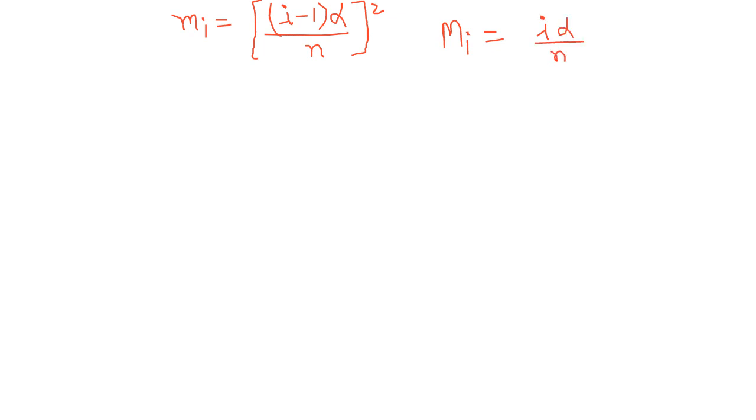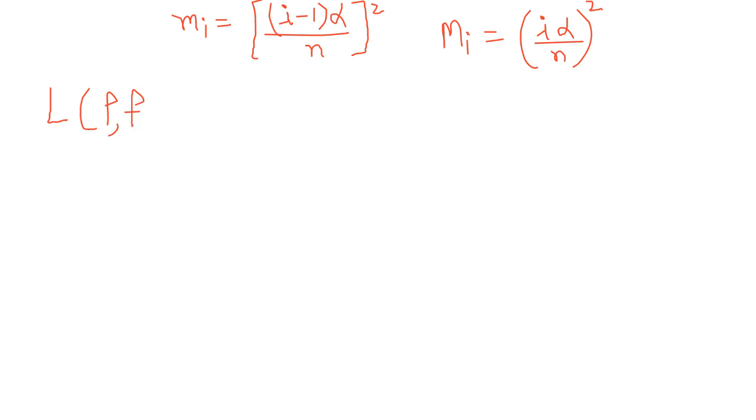Sir, please go back one slide, I could not copy this one. Okay, which point have you not written in your copy? Sir, the second line of small mi. Small mi is i minus 1 into alpha upon n, whole square. And your capital Mi is i alpha upon n, whole square. Okay, sir. Now calculate LPF.